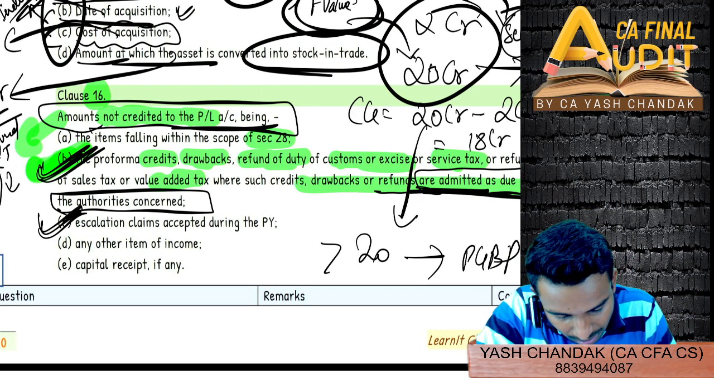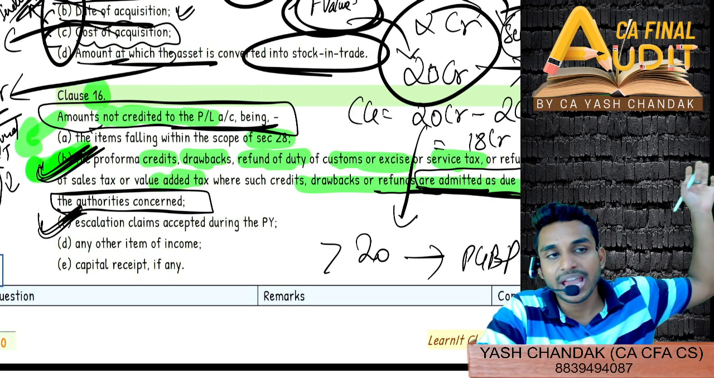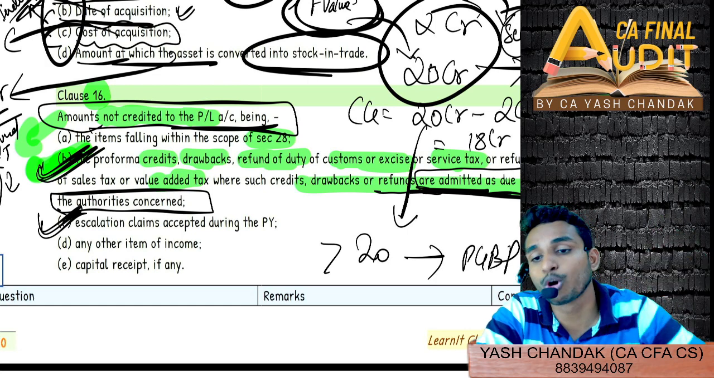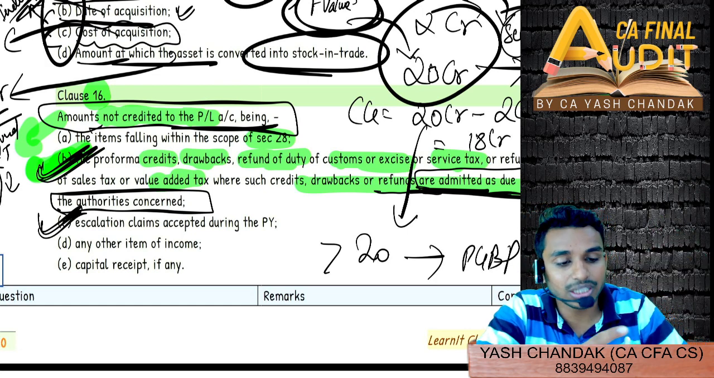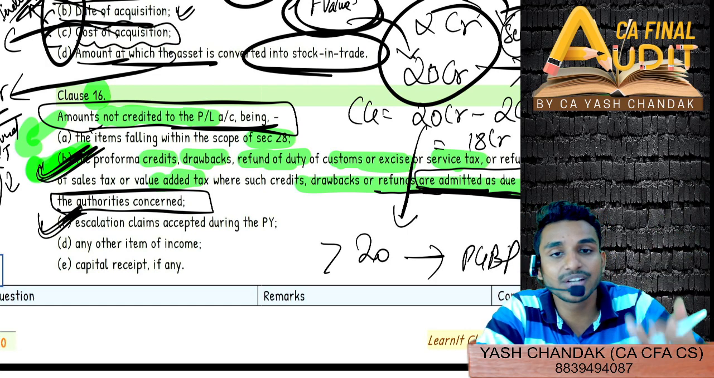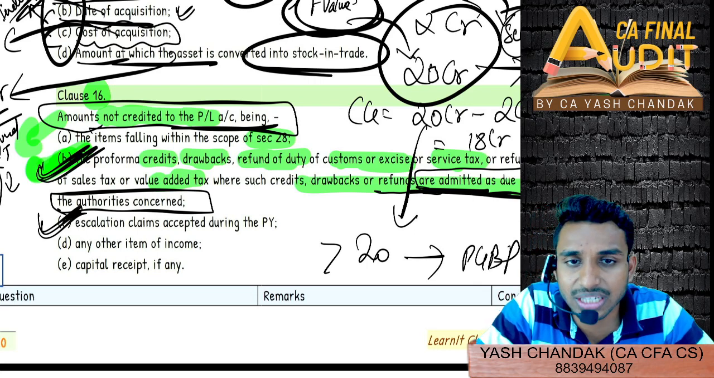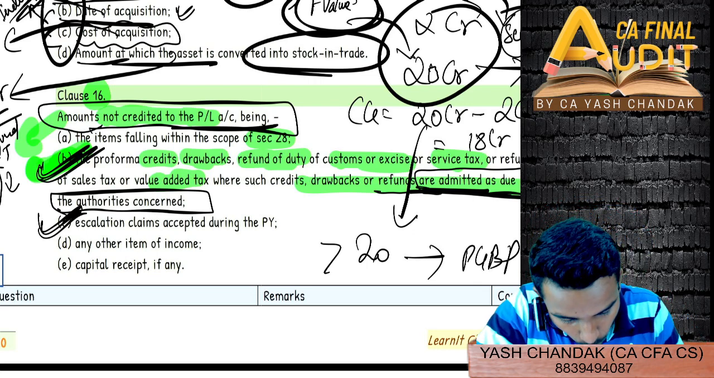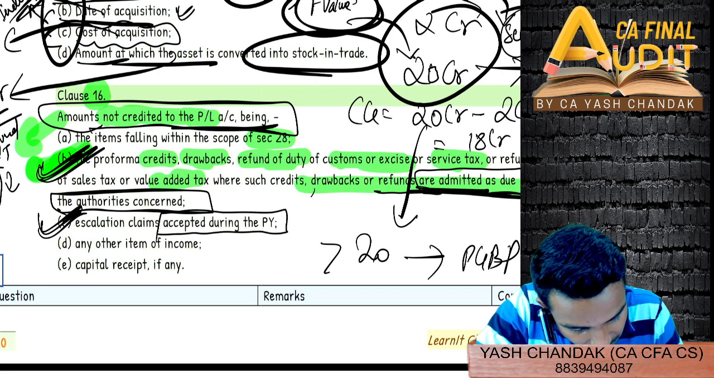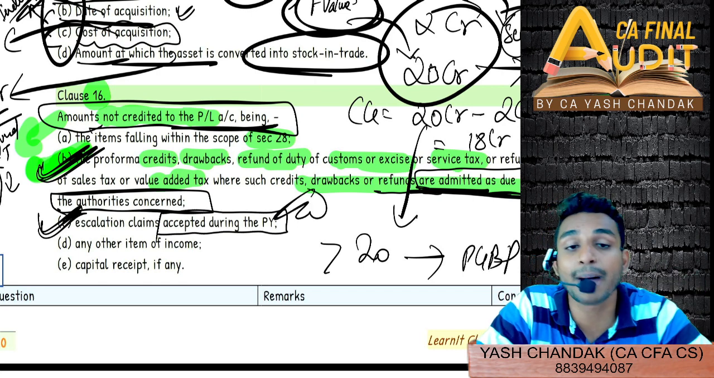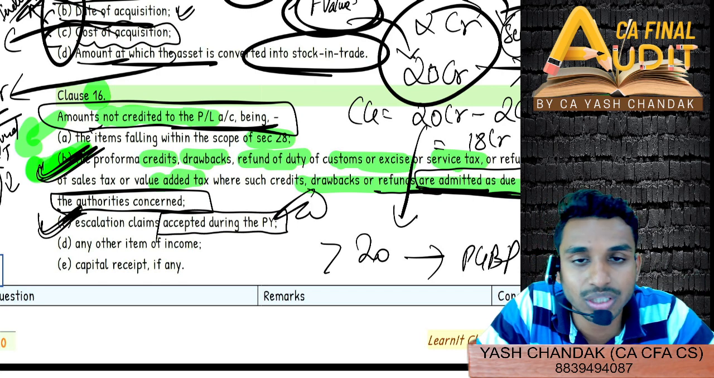Similarly, for escalation claims, suppose I was in L&T and they have so many escalation claims on the government authorities, because of inflation or many other factors. So you have to include these as well, as and when they have been accepted by the client, by our customer, during the previous year.